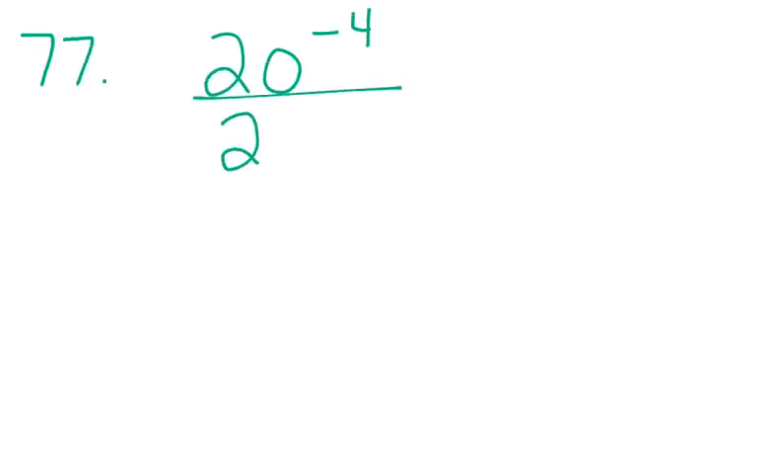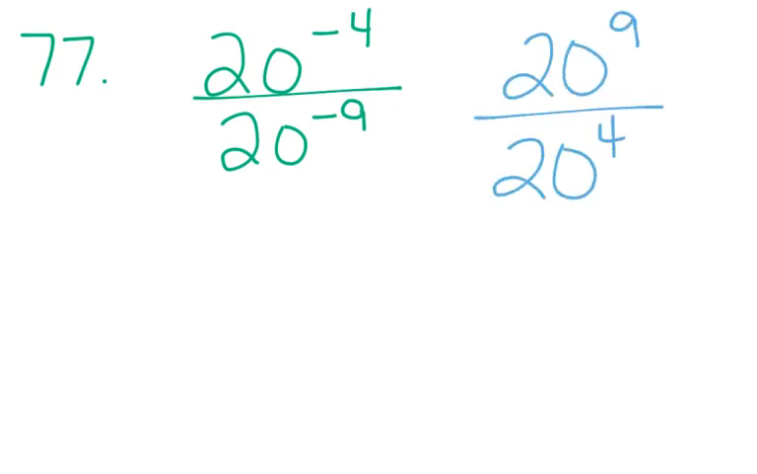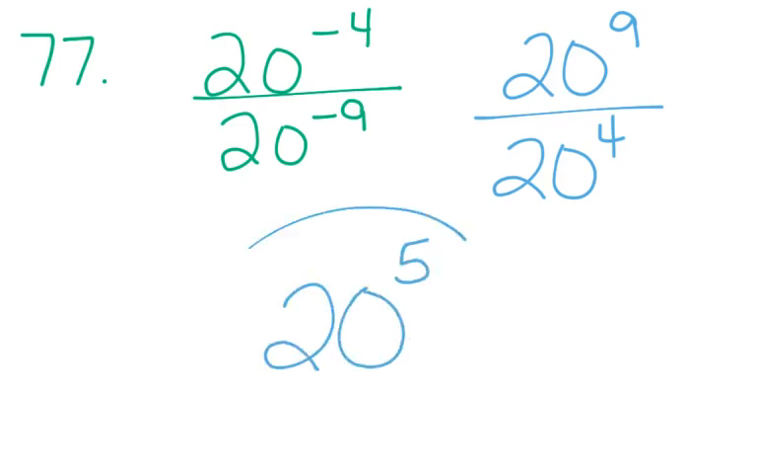Number 77 says 20 to the negative 4 over 20 to the negative 9. Now, when they're both negative, it's easy. You don't have to expand it out and figure it out. That's just mathematically showing you why we can do it. Here, all you're going to do is switch to the top. The denominator turns into the numerator, the numerator becomes the denominator, and the exponents are now positive. Keep your base and subtract your exponents. 9 minus 4 is 5.